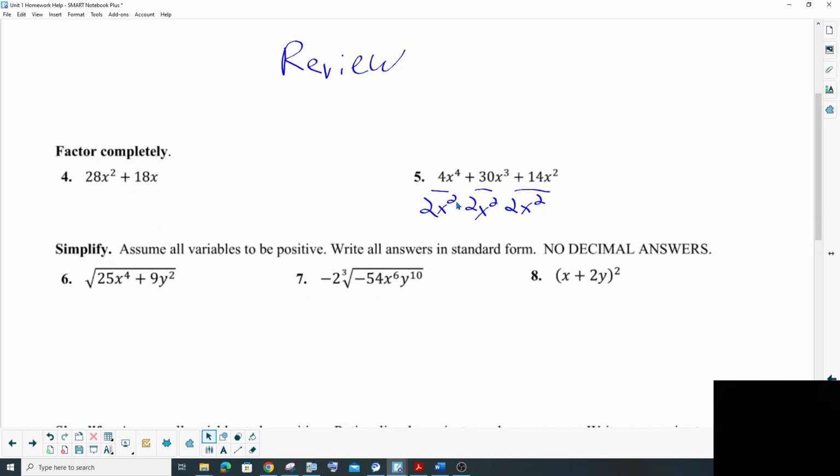So we divide by 2x squared, divide by 2x squared, divide by 2x squared, multiply by 2x squared. So then, 4 divided by 2 is 2. X to the 4th divided by x squared is x squared. Plus, we got a 15x cubed. Take away x squared is just an x. And then 15x squared divided by 2x squared is a 7.